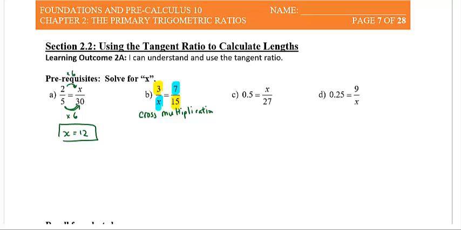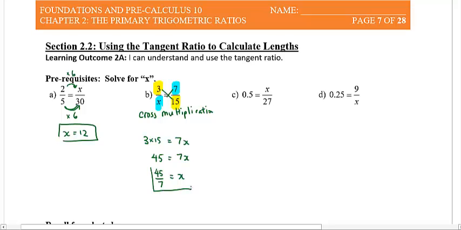But if we do cross multiplication, I'm going to take the 3 and multiply that by the 15, and that's equal to the 7 multiplied by the x. 3 times 15, of course, is 45. And then now we just need to divide by 7. So yes, your answer is a fraction. Don't be afraid of fractions.